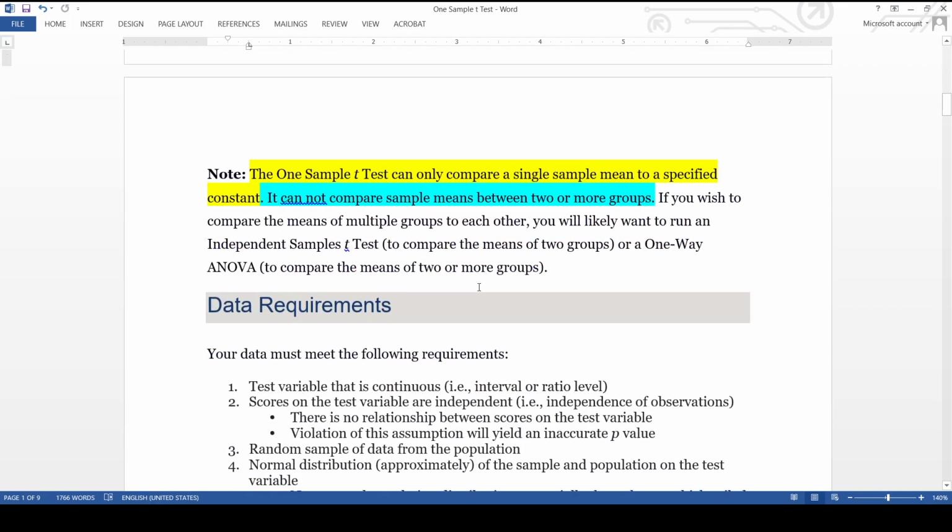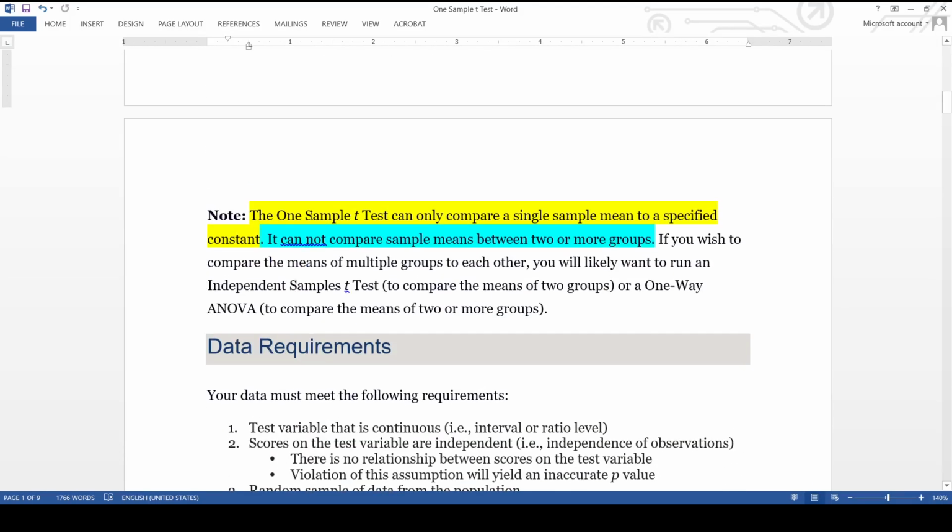Okay, let's note that the one-sample t-test can only compare a single mean to a specified constant. I think I mentioned this. Single mean. For example, one person's blood pressure to the parameter of the normal pressure. This is one single mean we mean, not a group. Group means that you want to compare the mean of a class. That's a group.